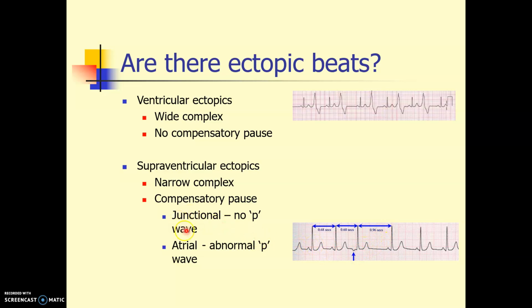If the beat is from the AV junction itself and then being propagated retrograde through the atrium, you will not see a P wave at all. If the beat is coming from somewhere within the atrium, the P wave will be abnormal and usually is represented by an inverted P wave or a P wave with an abnormal axis.